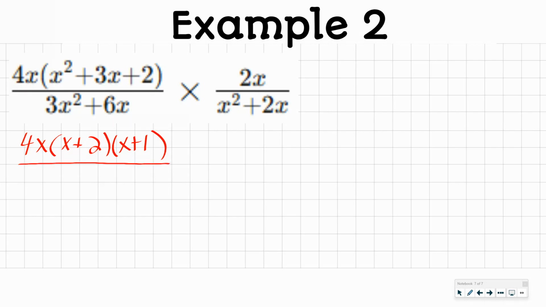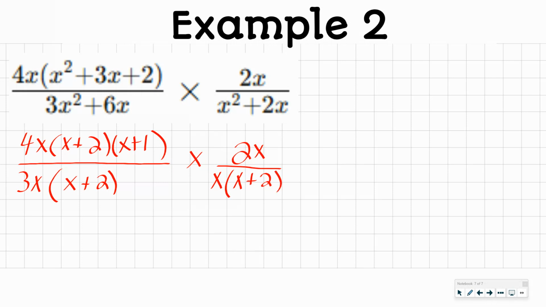And that's all going to be over 3x squared plus 6x. I'm going to take out the greatest common factor there, which is 3x, and that's going to leave me with x plus 2. Now that is multiplied by 2x over x squared plus 2x. I'm going to factor out an x there as well, which is x plus 2. Okay, so this is my breakdown. I haven't crossed anything out. I've just factored both the numerator and denominator of both of the rational expressions.